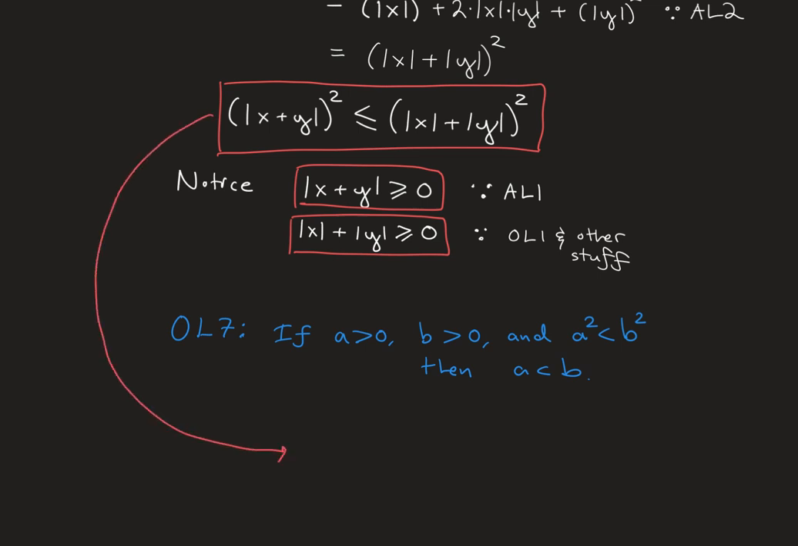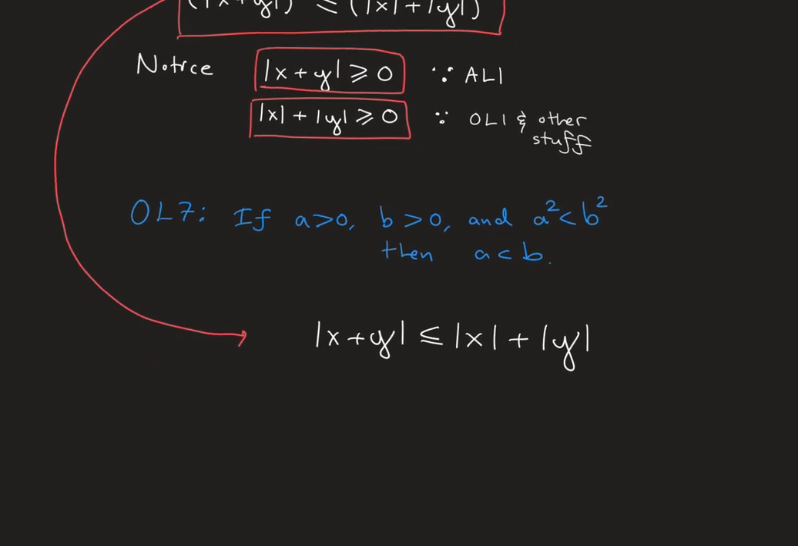We can, quote unquote, root both sides, giving us that x plus y is less than or equal to the absolute value of x plus the absolute value of y. And that completes our proof of the triangle inequality, the goal of this entire video.